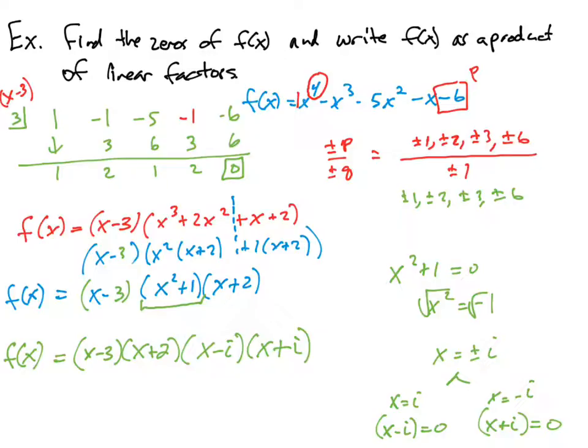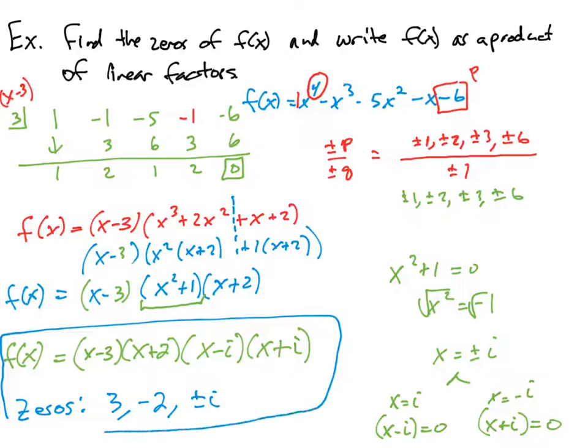And then to write the zeros here, well, the zeros are going to be positive 3, negative 2, and then plus or minus i. And that gives us our solution.